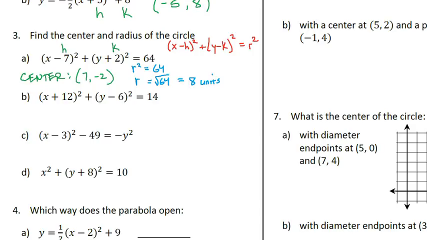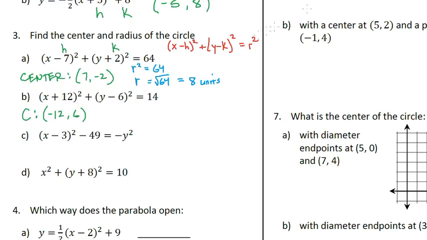Let's try the next one. Easy peasy on the h and the k, our center here, and I'm just going to put c for center and r for radius. So the center here is going to be at (-12, 6). Make sure they're written in the proper order. Your x variable comes first, your y variable comes second, and then your constant, or your radius, is over on the right side of the equation.